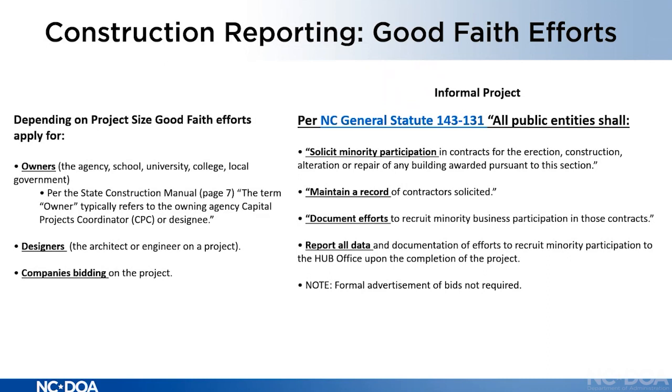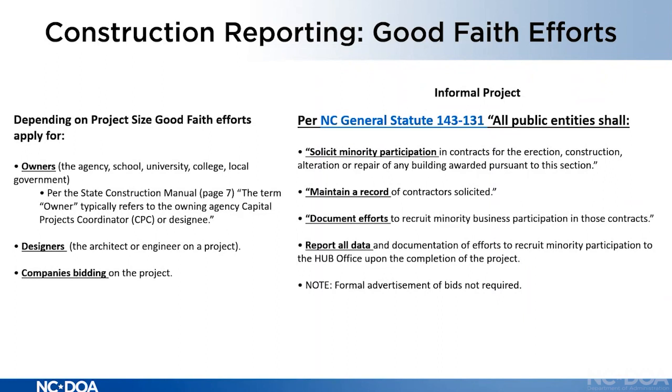When it comes to the informal project, per statute 143-131, all public entities shall solicit minority participation in contracts for the erection, construction, alteration, or repair of any building awarded pursuant to this section, maintain a record of contracts solicited, document the efforts to recruit minority businesses' participation in those contracts, as well as report all data and documentation of efforts to recruit minority participation to the HUB office upon completion of the project. Please note that formal advertisement of bids is not required.